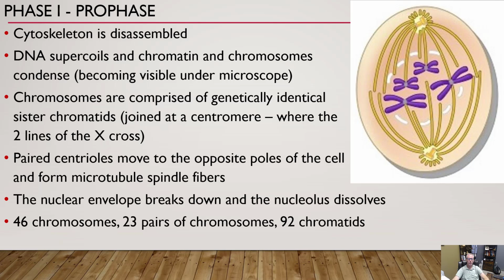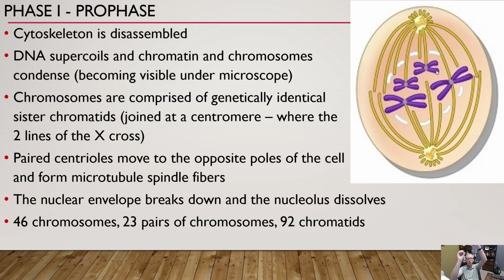What we see during prophase, that's our first phase. In this example, we have 4 chromosomes, but remember that in humans we have 46 chromosomes. Here we start to see that the cytoskeleton is disassembled. We don't see the microtubules. The DNA is already coiled up into chromosomes. We see that the chromosomes have condensed. We can see them under the microscope. The chromosomes are genetically identical, and they're joined at that centromere, where those 2 lines of the X cross.